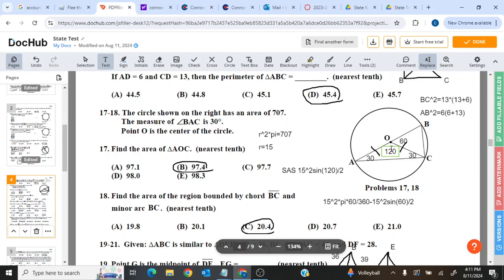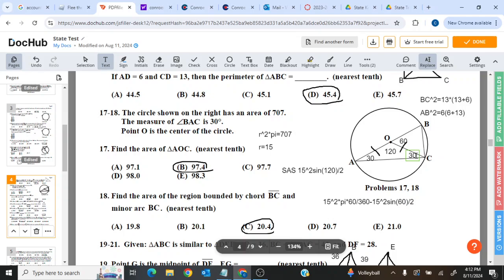R squared times pi is 707. Put that in EQ solver and you'll get R is equal to 15. That's your radius. Now you need to figure out the area of AOC. Well, you're given that this angle right here is 30. And because AO and OC are both radii, their sides are congruent, and this angle also has to be 30 degrees.